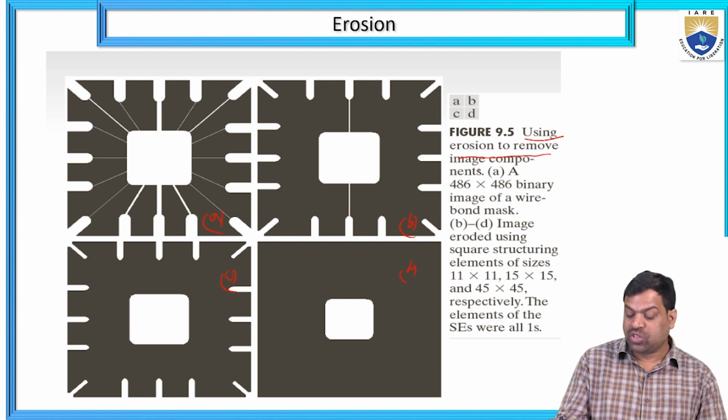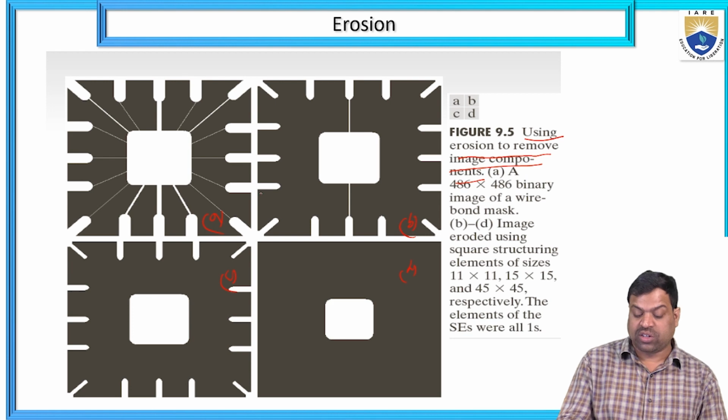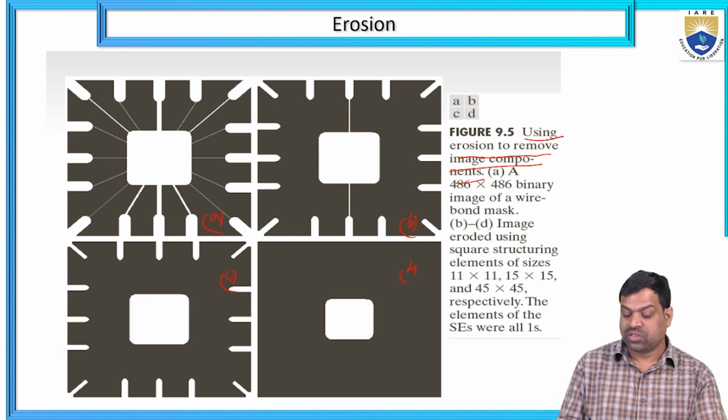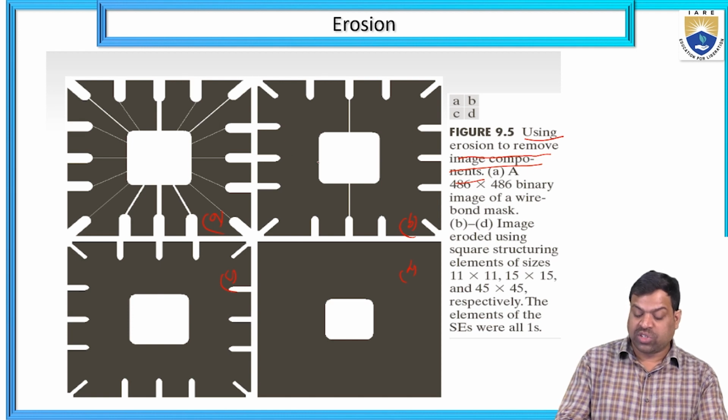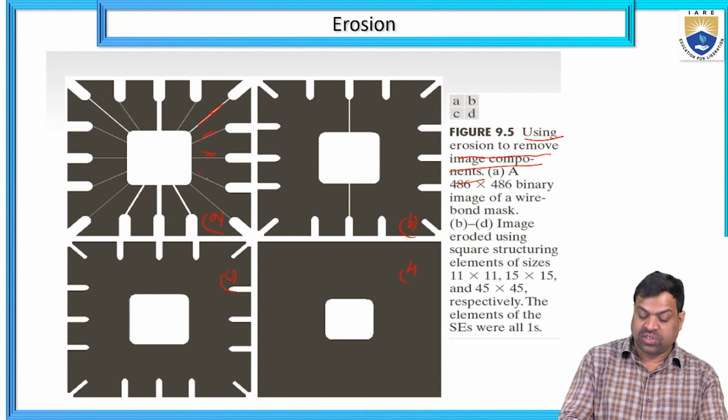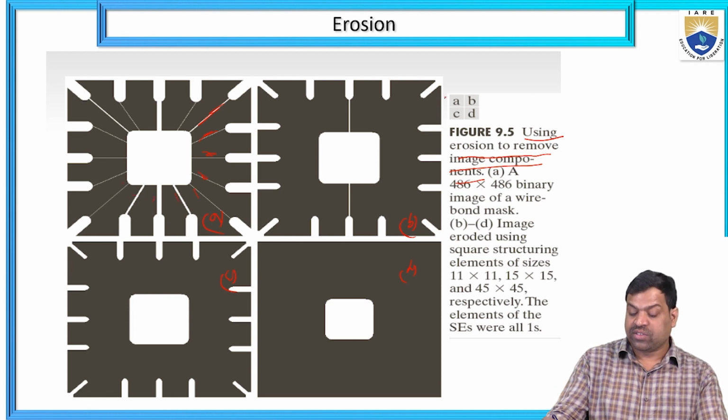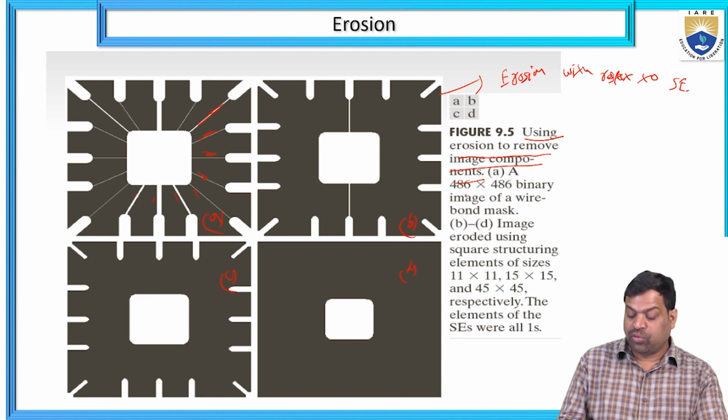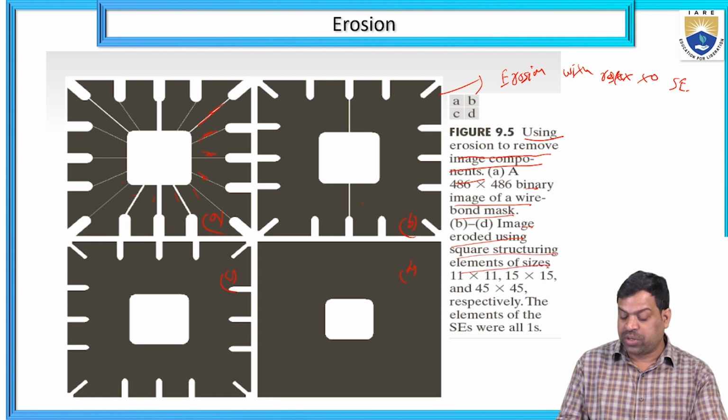So using erosion to remove image components. So using erosion, you have to remove the image components. You can observe from figure A to B, these lines are removed. How were they removed? I applied erosion with respect to the structuring element. Figure A is the 486 by 486 binary image of a wire-bond mask. B to D: images eroded using square structuring elements of size 11 by 11, 15 by 15 and 45 by 45 respectively. The elements of the structuring elements were all ones.